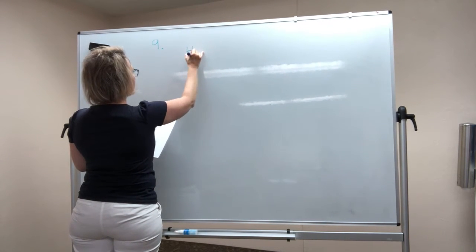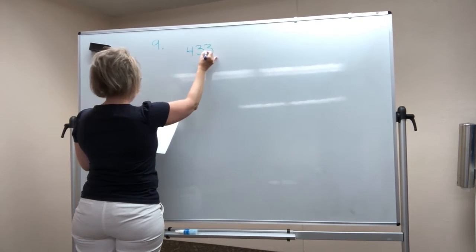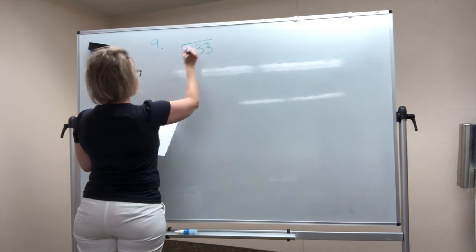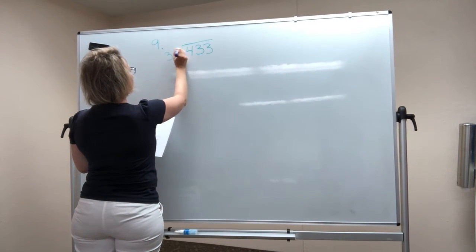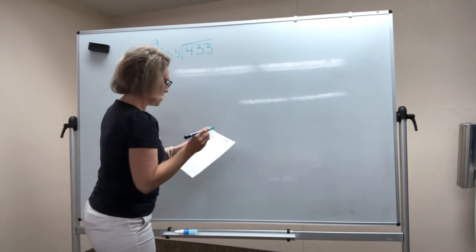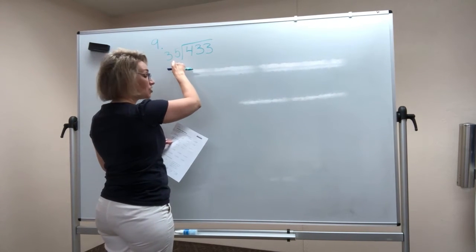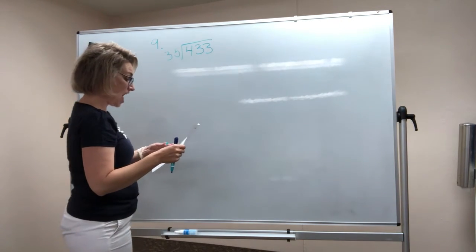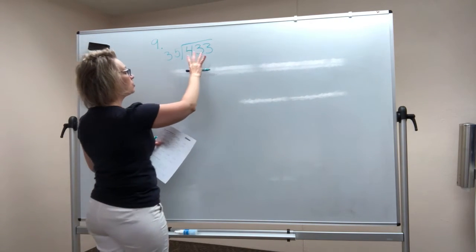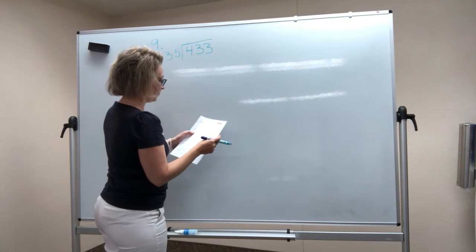It says 433 divided by 35. And please get these written right. It's 433 divided by 35. That means the 35 is out here, outside of the division sign. The number we're dividing up goes inside.